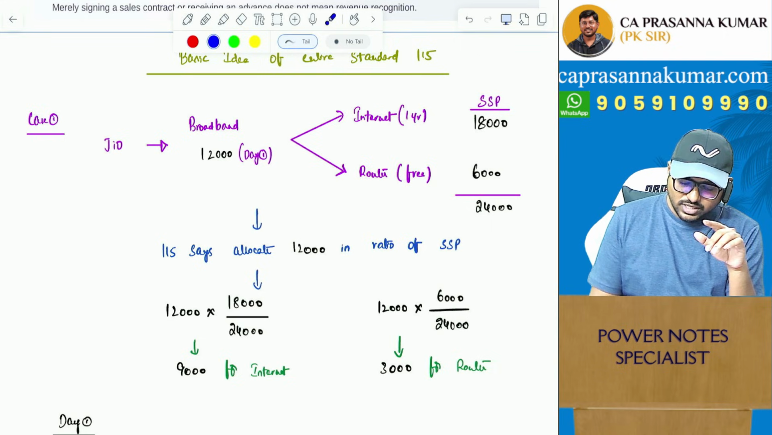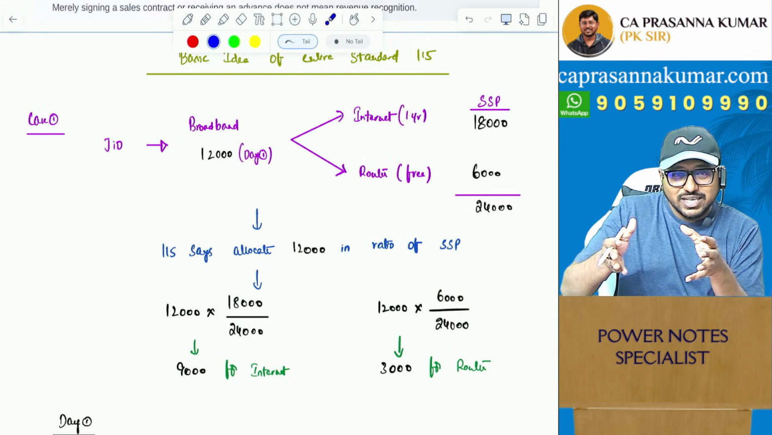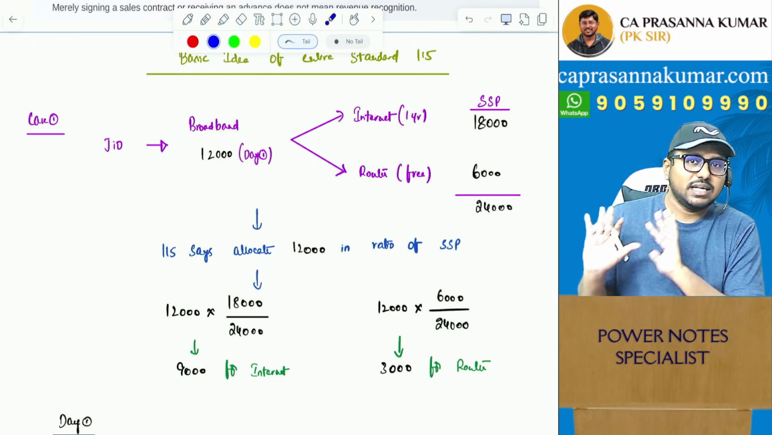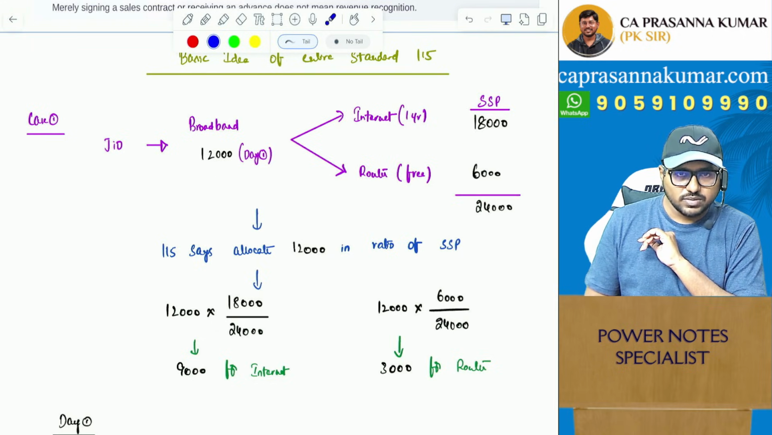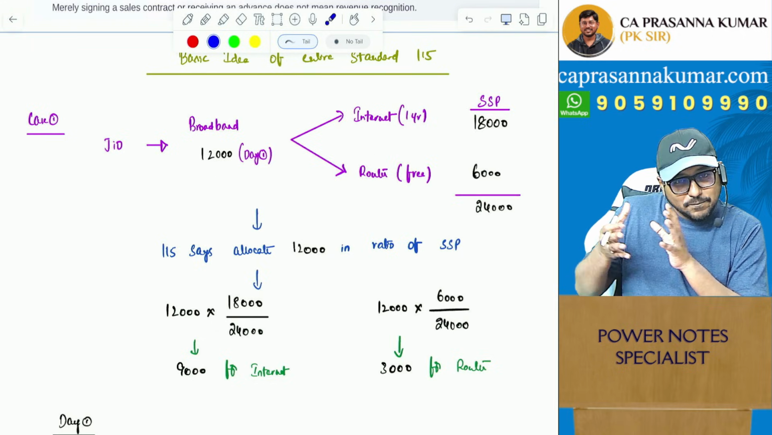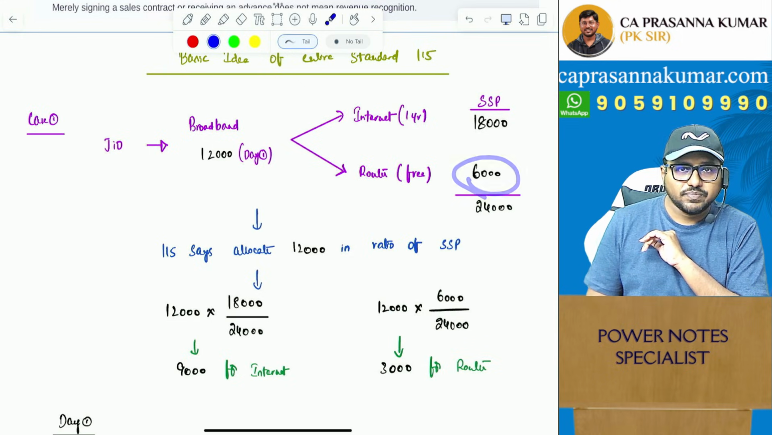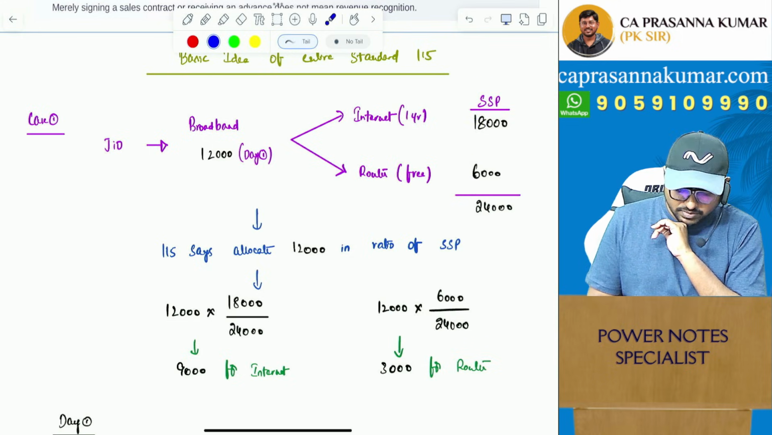But if you look at the standalone selling price, which means if you want to buy an internet subscription for 1 year separately, it will cost you 18,000. If you want to buy the router separately, it will cost you 6,000. That's what we call standalone selling price. But here, you're getting it put together for 12,000.